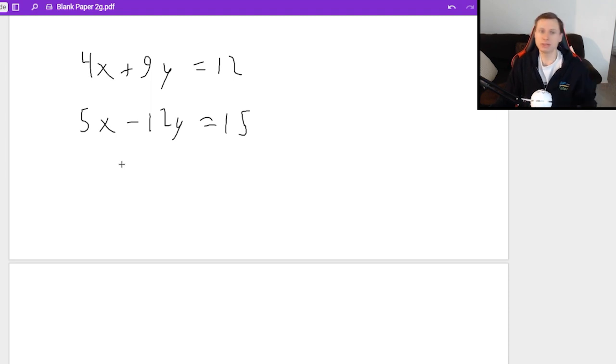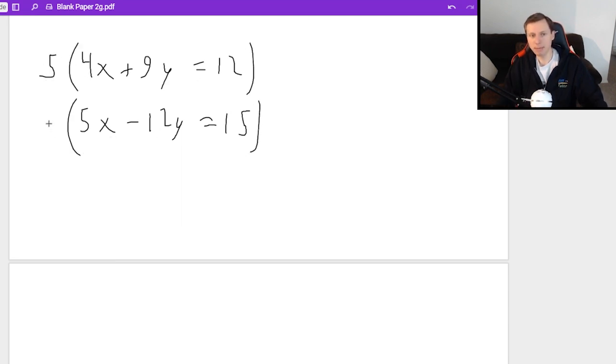The real question you have to ask yourself is which one would you like to cancel out? If you'd like to cancel out the x's, for instance, then you need to multiply the top one by 5 and the bottom one by 4. And if you want to cancel out the y's, then you need to multiply the top one by 12 and the bottom one by 9. So I think canceling out the x's will be easier, so that's what I'm going to try to do right now. So I multiply the top one by 5, and I'm going to multiply the bottom not by 4, but by negative 4, and let's see what happens when I do that.